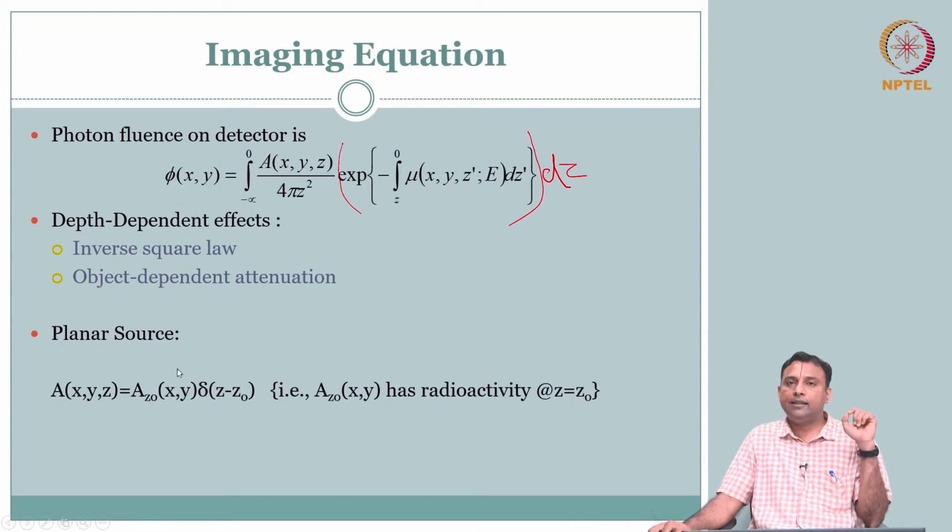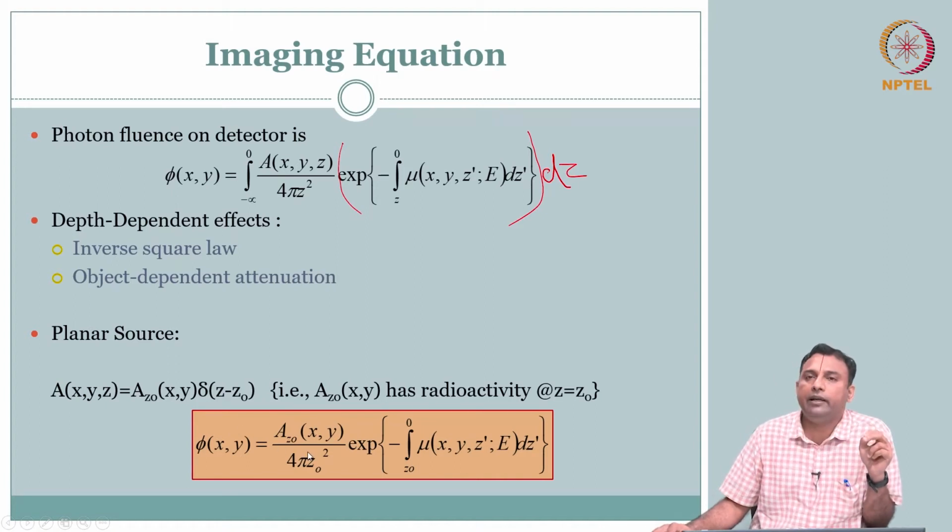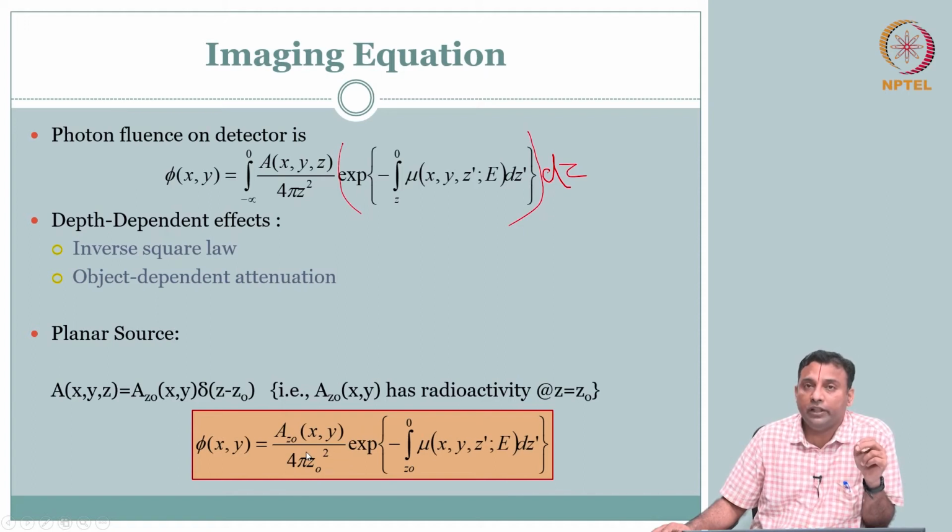To some extent this seems to simplify, because at least one integral I can reduce. So now I have my phi of x, y as A of z naught. So this z is gone, and that integral is gone. So you get this equation. This is reasonable. A couple of things that we need to appreciate: now it looks very similar to your projection radiography, but for one complication.